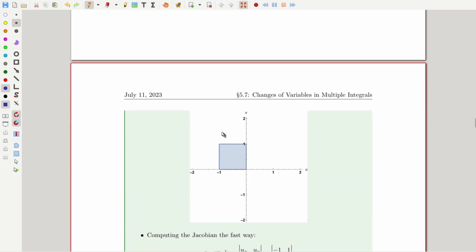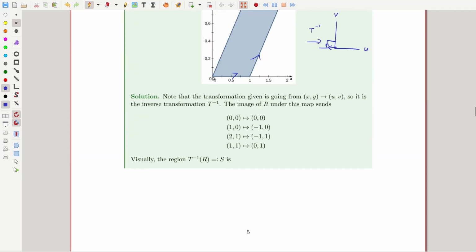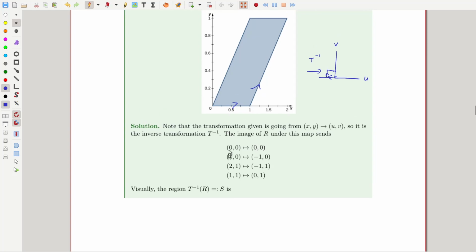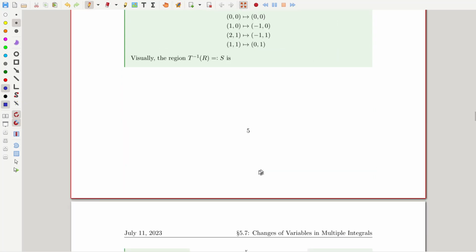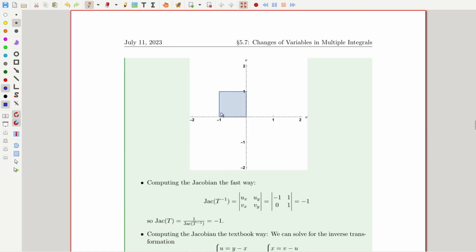Well, it's a square. But you have an opposite orientation. So notice, going from 0, 0 to, say, 1, 0, and then to 2, 1, these 3 go in this order. But if we look at these points, that's 0, 0 to minus 1, 0, to minus 1, 1. So 0, 0, minus 1, 0 to minus 1, 1 ends up being exactly this parameterization. So this transformation reverses the orientation. Okay.